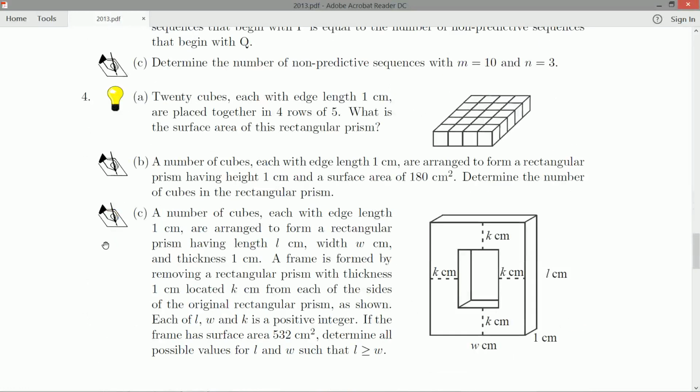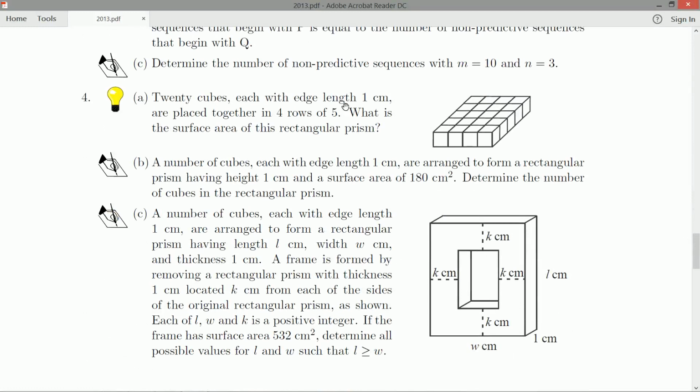Anyway, for A, let's just ease ourselves in. Just a light bulb. 20 cubes, each with edge length 1 centimeter, are placed together in 4 rows of 5. What is the surface area of this rectangular prism? Fantastic question. In fact, what's the surface area of a rectangular prism, period?